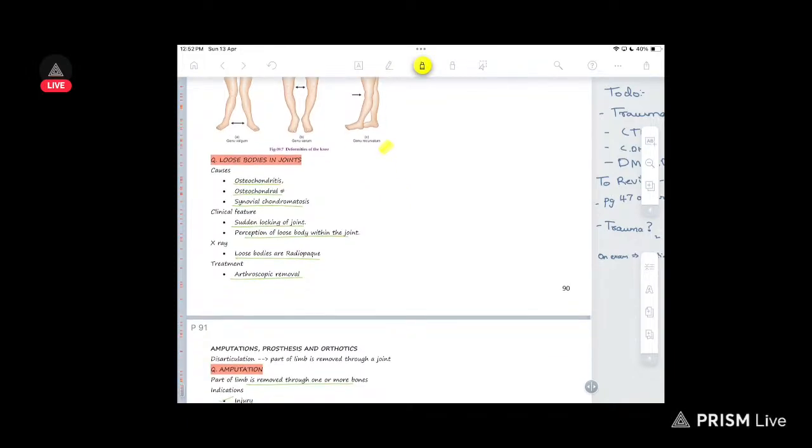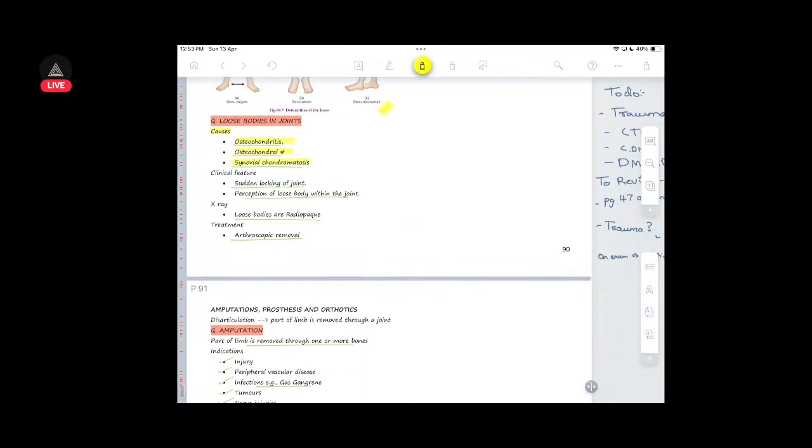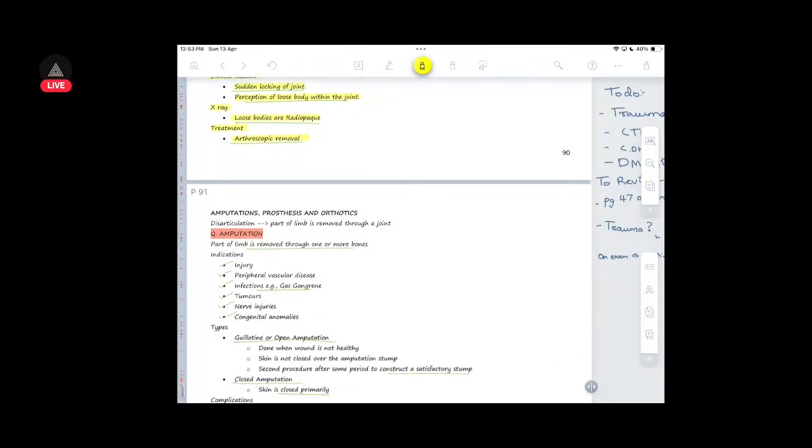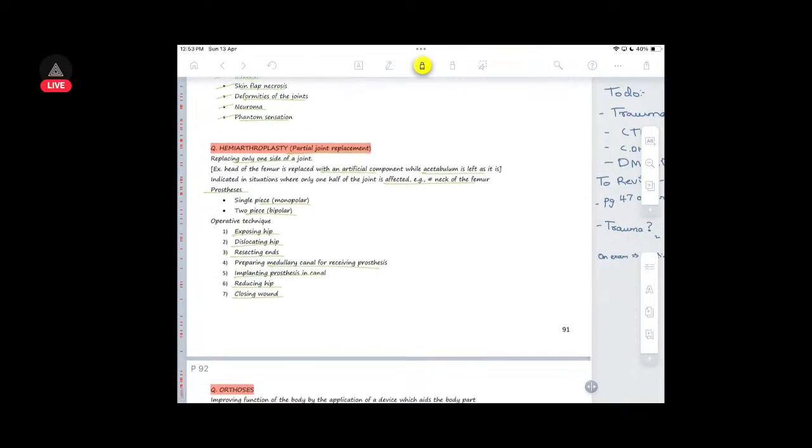Okay, so loose bodies in the joint are caused by osteochondritis, osteochondral fracture and synovial chondromatosis. All of them can cause loose bodies in the joints. Clinical features: there is sudden locking of the joint and perception of a loose body within the joint. X-ray will show loose bodies as radio-opaque, and treatment is arthroscopic removal.